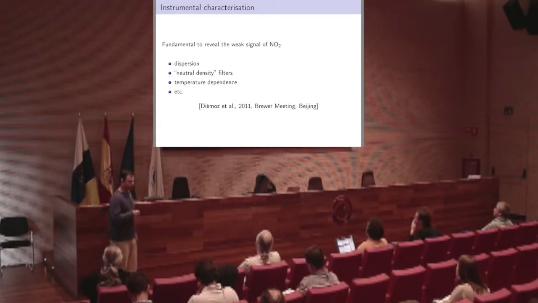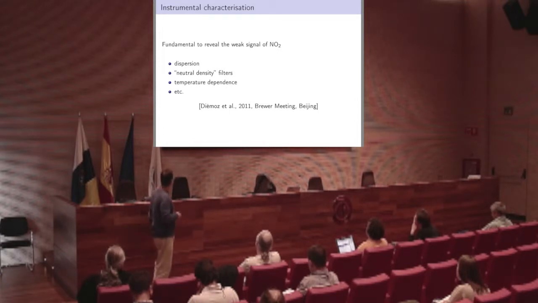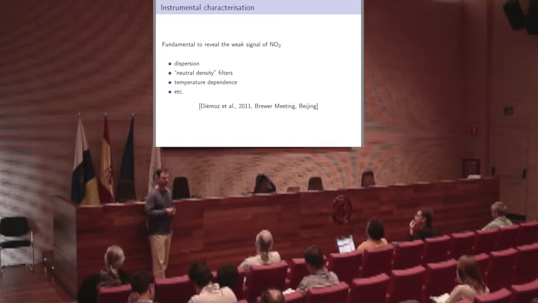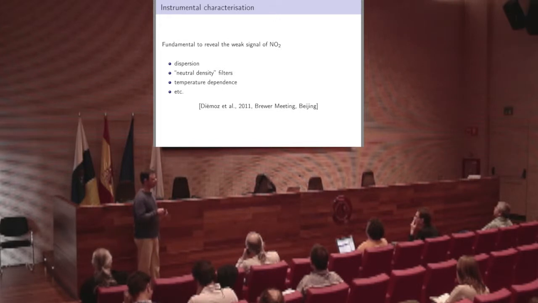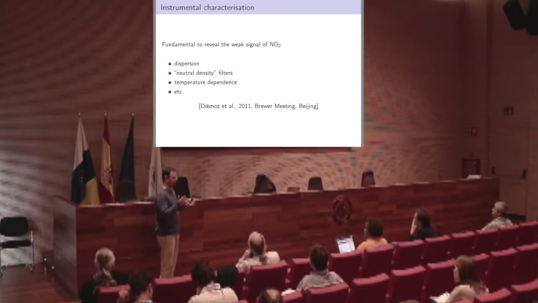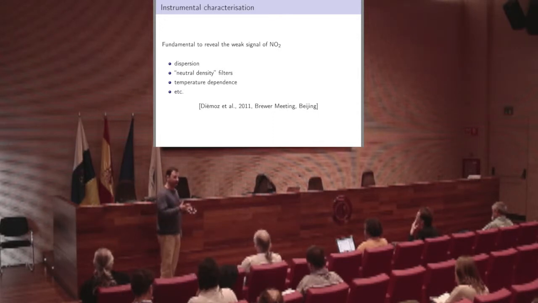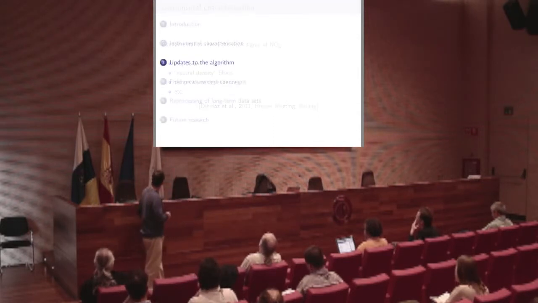I skipped the instrumental characterization since I already had a presentation in the last Brewer meeting in Beijing about that. I just tell that this is a very important task because of the weak power of the nitrogen dioxide to absorb the radiation in this range, and the low concentration of this gas. For example, for ozone we have about 300 Dobson. For the nitrogen dioxide, the stratospheric conditions are 0.1 Dobson. So you must be very careful with your characterization in order to distinguish between the instrumental effects and the real natural signal.